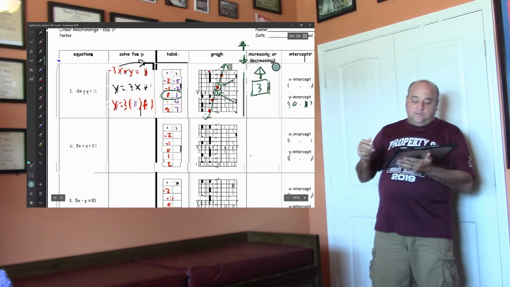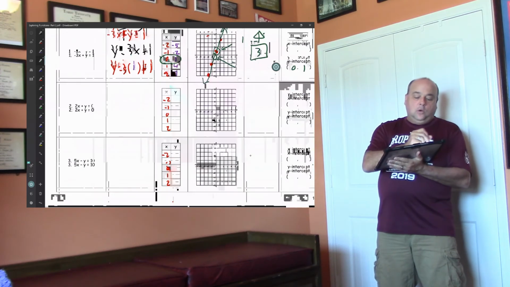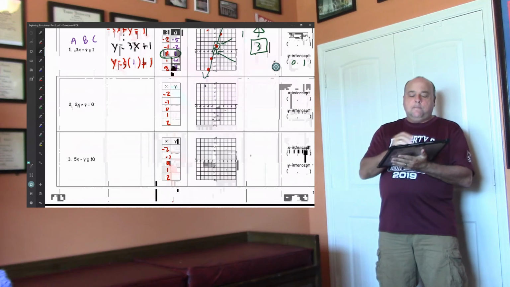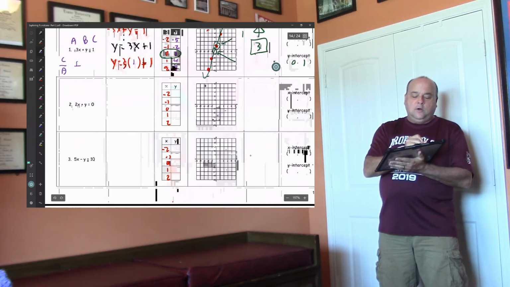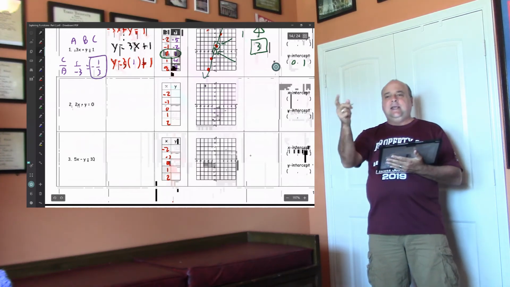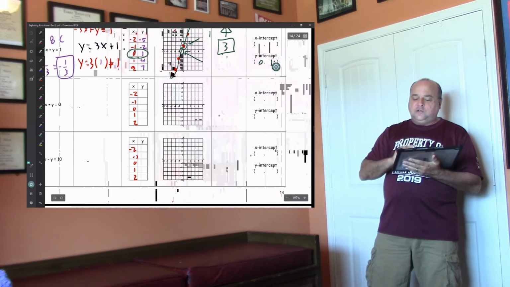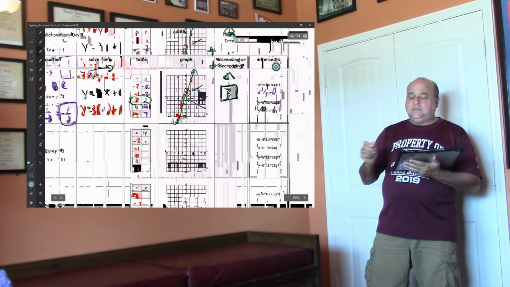If you notice, all of these equations are in standard form. To find the x-intercept, write down A, B, and C. My x-intercept is C over A, which is going to be 1 over negative 3. So that's the easy way to find the x-intercept. You just put C over A. So my x-intercept is going to be negative 1 over 3 comma 0.